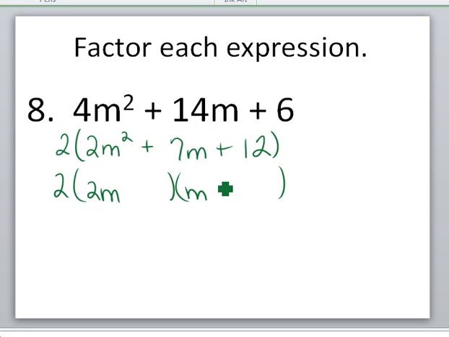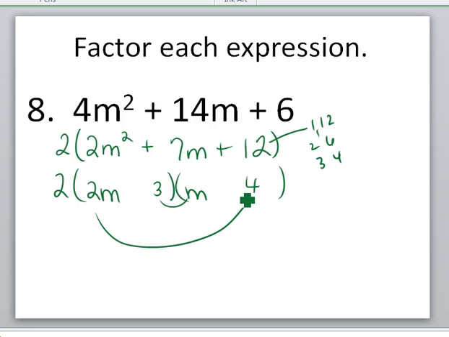I need factors of 12. That will give me 7, but it's beyond just looking at the factors themselves. We're going to have to put them in, because if you go with your first gut, 3 and 4, you get 3 and 8. That's not giving me 7. So let's try something else.